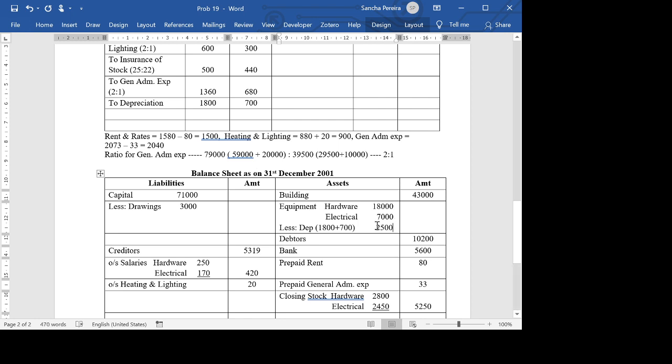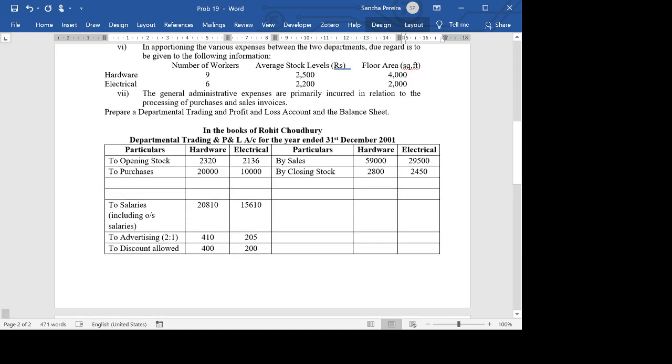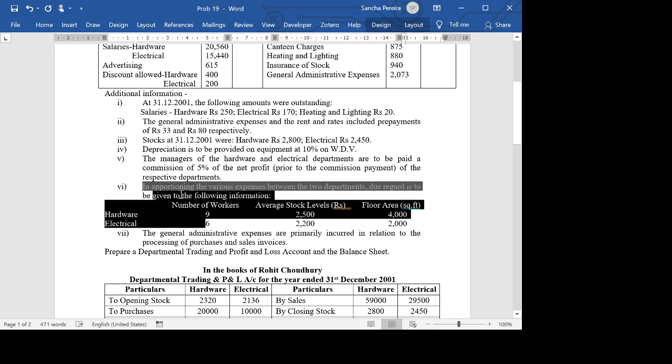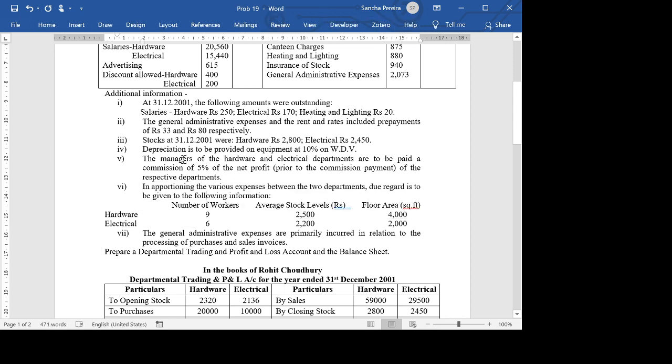2,500. So after adjusting the depreciation from 18,000 plus 7,000 would be 25,000 minus 2,500, we will get 22,500. So those two effects have been shown. Then we have, I think everything else has been done except this. Always remember this manager's commission has to be kept last. Okay, I showed you the difference.